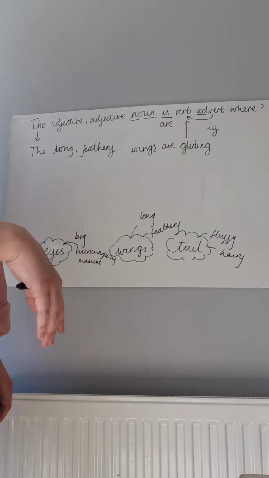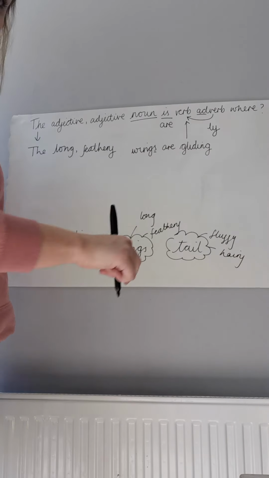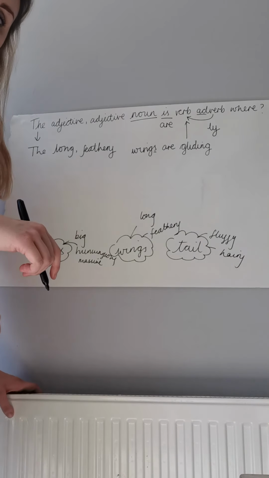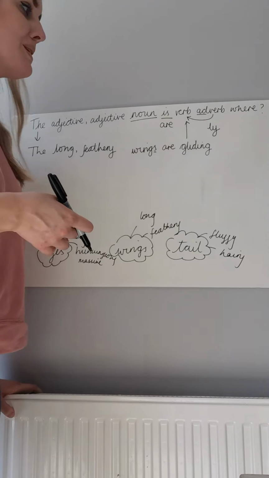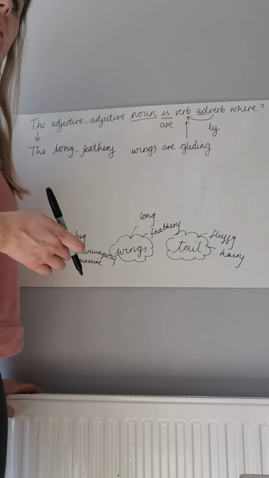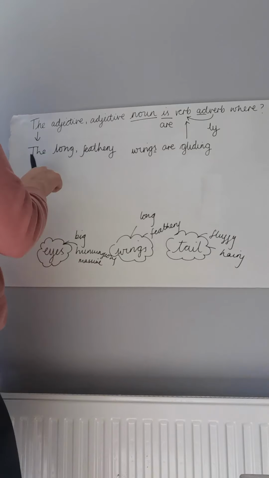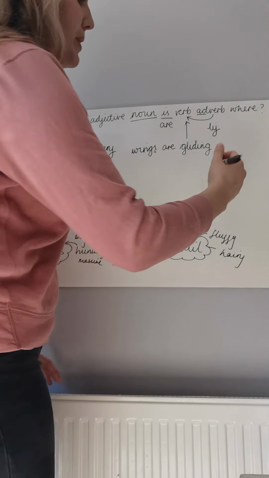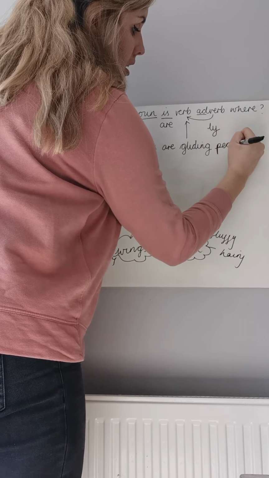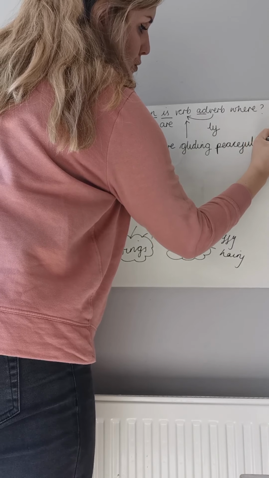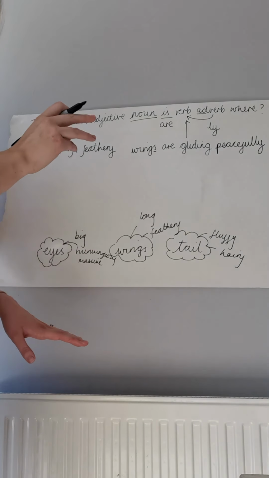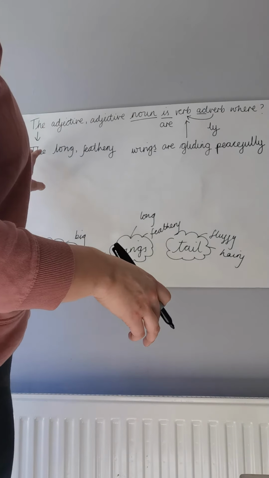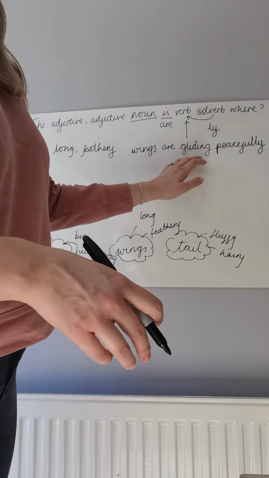But actually, I don't think gingerly would work very well here because if a unicorn was flying gingerly in the sky, I think it might fall down. So we have to think of precise adverbs rather than just thinking, oh, I know an adverb, gingerly. So the long feathery wings are gliding, I think, peacefully. I can imagine a unicorn flying so quietly and peacefully through the sky. So I think that's a really nice one to use. So the long feathery wings are gliding peacefully.